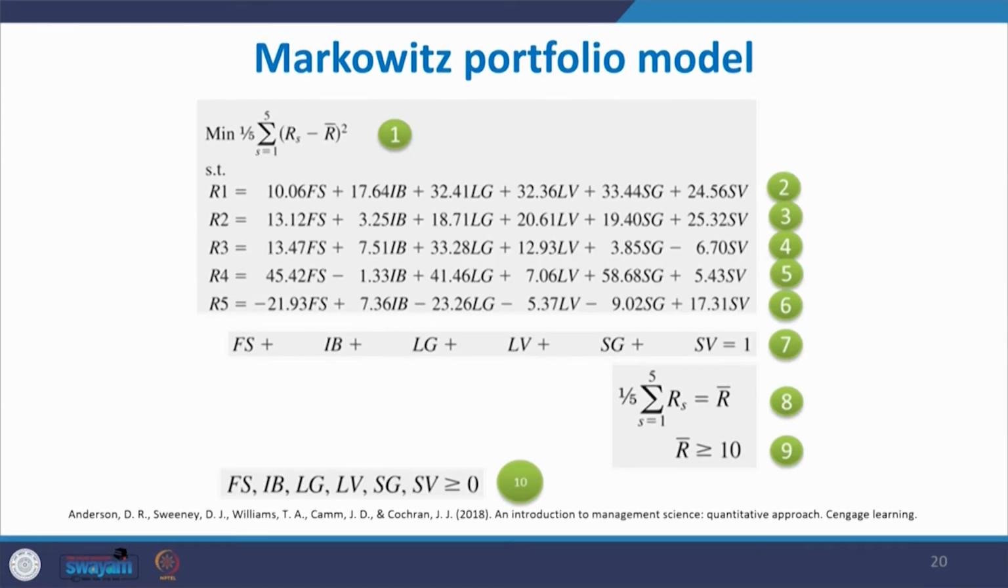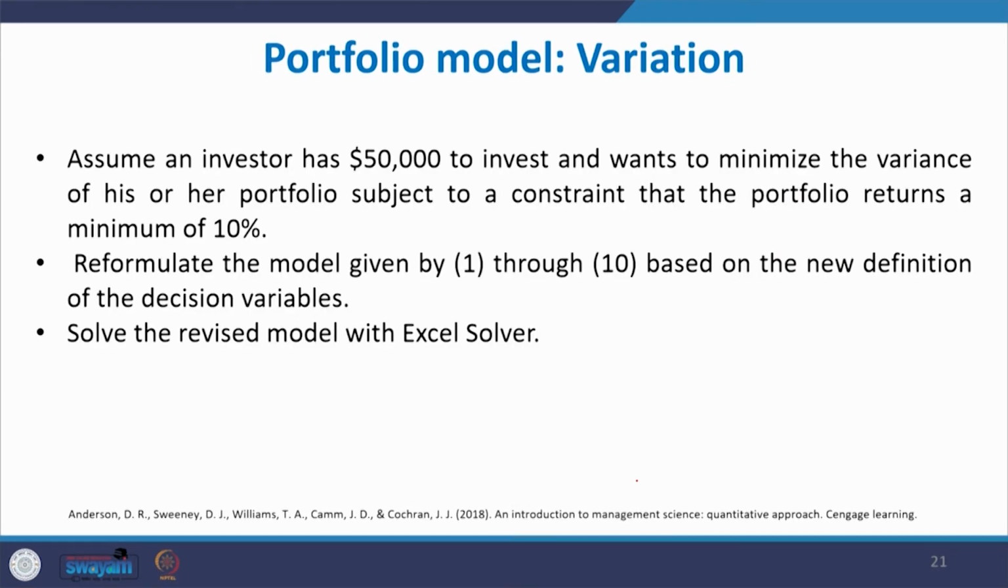So, this was our previous problem. Here FSIB represents 10.06, which is the percentage. Here the return is also more than 10 percent, but now we are going to consider the actual amount. Assume an investor has $50,000 to invest and wants to minimize the variance of his or her portfolio, subject to the constraint that the portfolio return is a minimum of 10 percent.